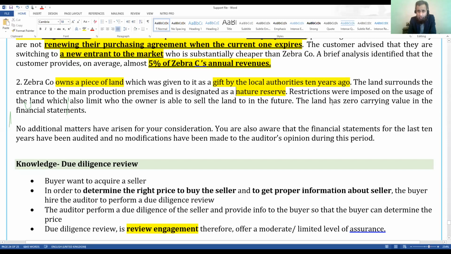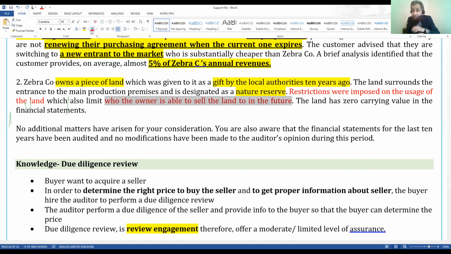Restrictions were imposed on the usage of the land. So there are some restrictions on the usage of the land by the authority, which has given it to you as a gift, which also limit who the owner is able to sell the land to in future. So this is a big problem.